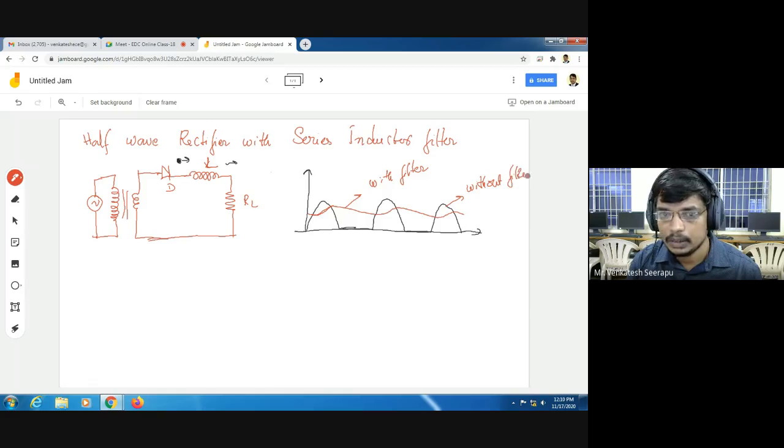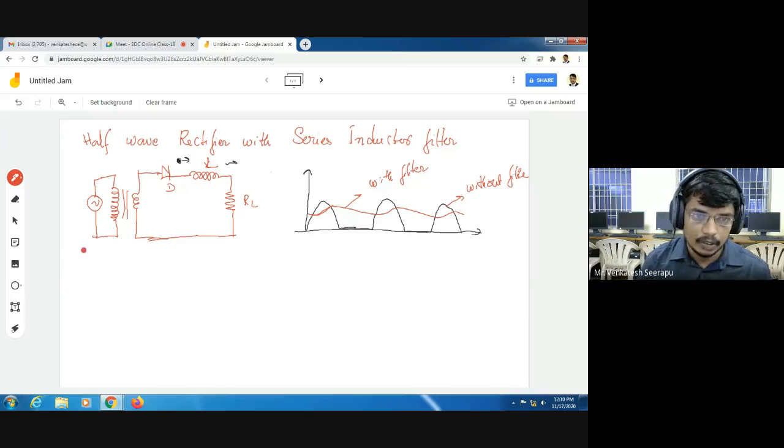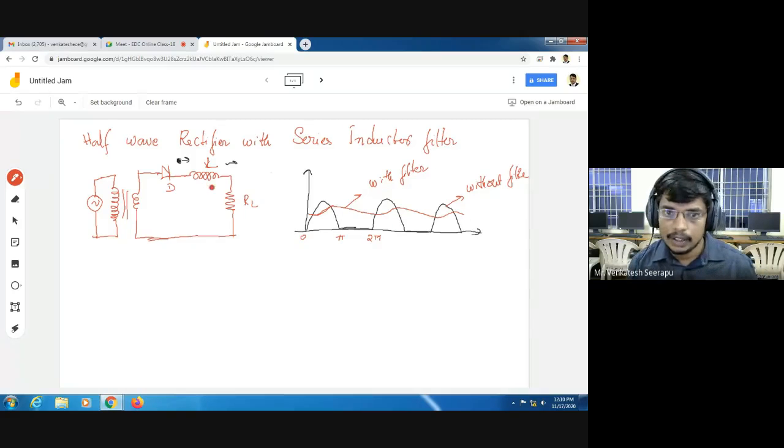Now, what is the equation for this waveform? Do all of you remember this equation? For the waveform without filter, i equals Im sin omega t from 0 to pi, and from pi to 2 pi, i equals 0. Whereas this one consists of both DC as well as small AC components. That's why finally after the filter we use a voltage regulator for constant DC values. So what is the equation for this waveform?